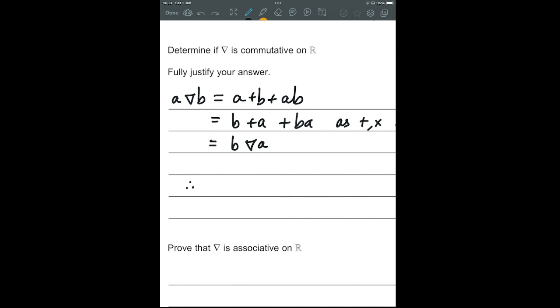Oops, my triangle's upside down. So A delta B is B delta A, and delta is commutative.